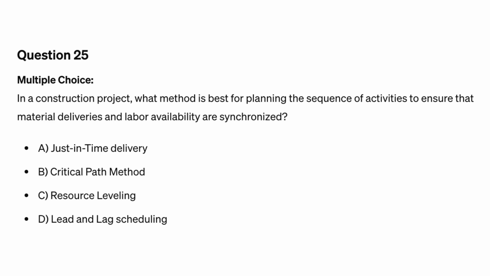Question 25. In a construction project, what method is best for planning the sequence of activities to ensure that material deliveries and labor availability are synchronized? A. Just-in-time delivery. B. Critical path method. C. Resource leveling. D. Lead and lag scheduling.